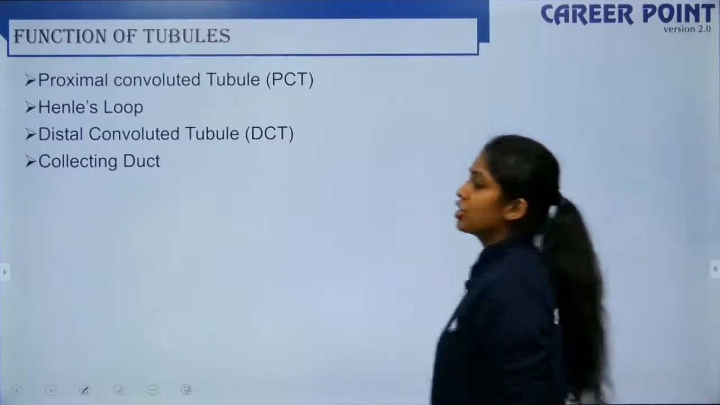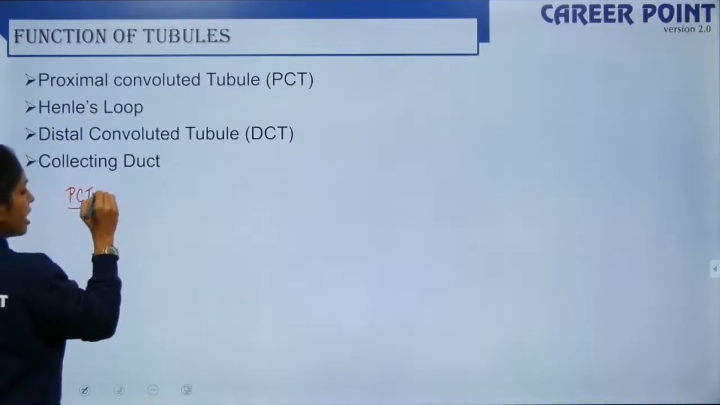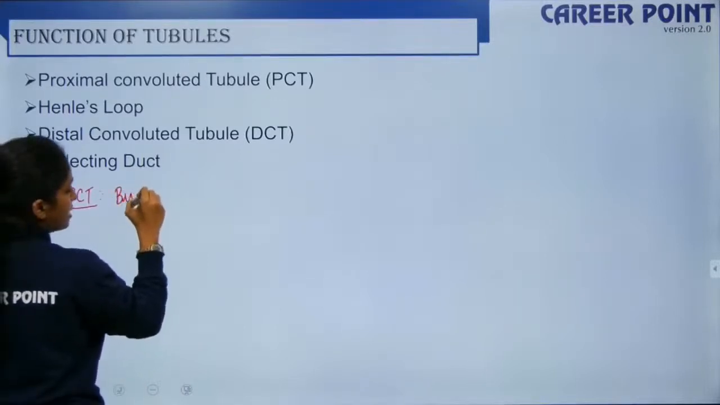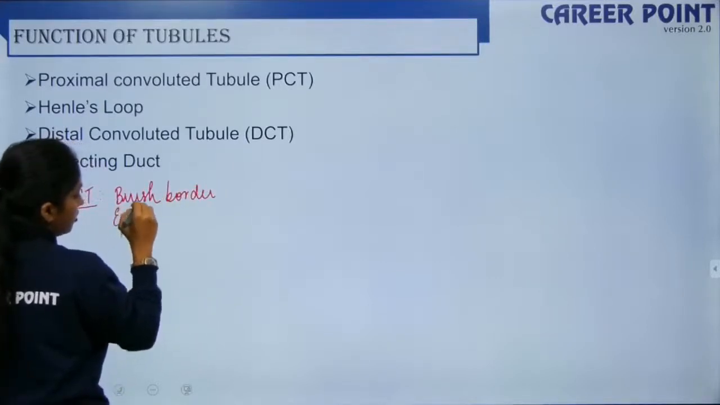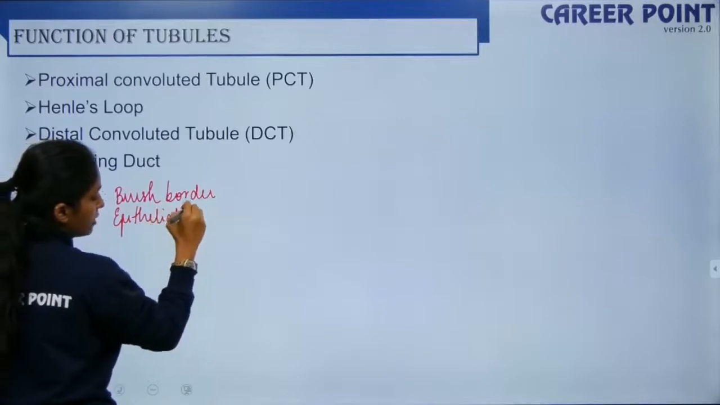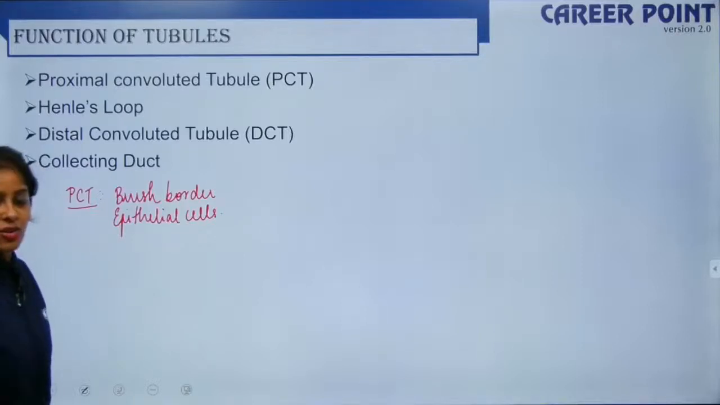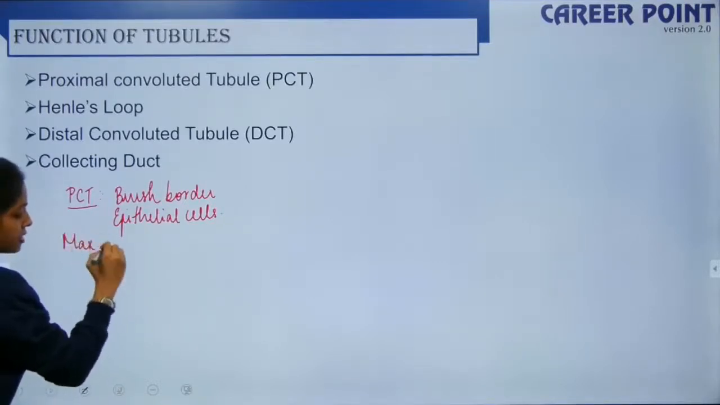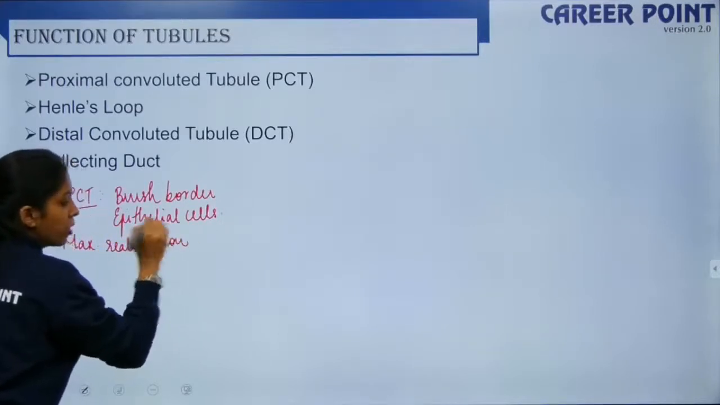So let's talk about your PCT. So this is your proximal convoluted tubule and it is highly coiled, right? So this is lined by brush border epithelial cells. Okay. So this is a type of renal tubule and renal tubules are involved in reabsorption and secretion, right? So maximum reabsorption happens here. So maximum reabsorption happens in your PCT.